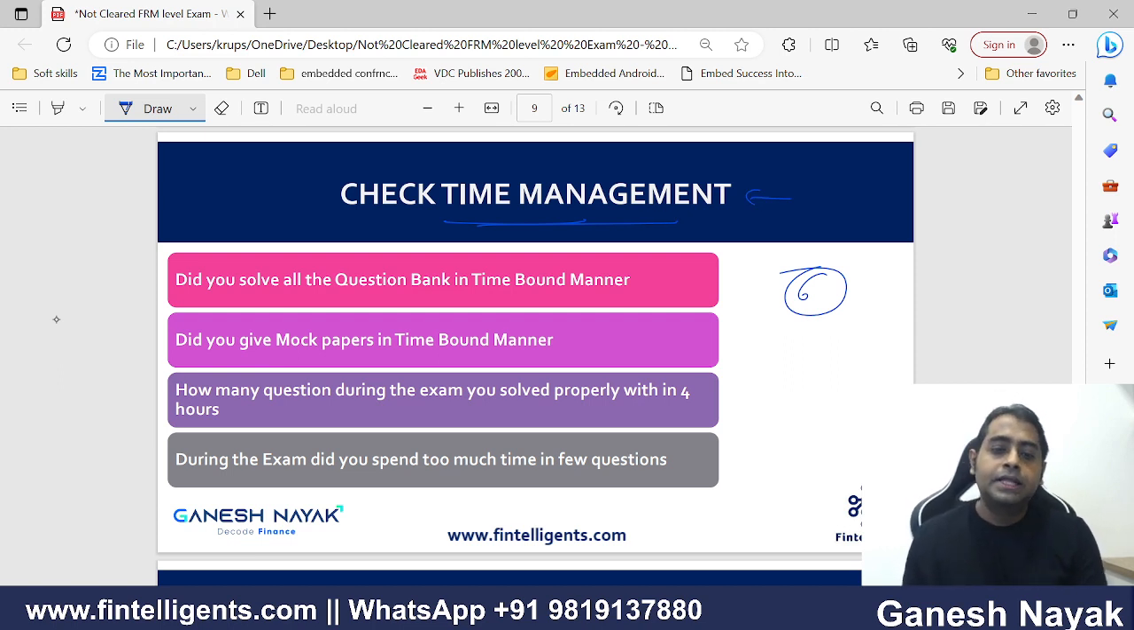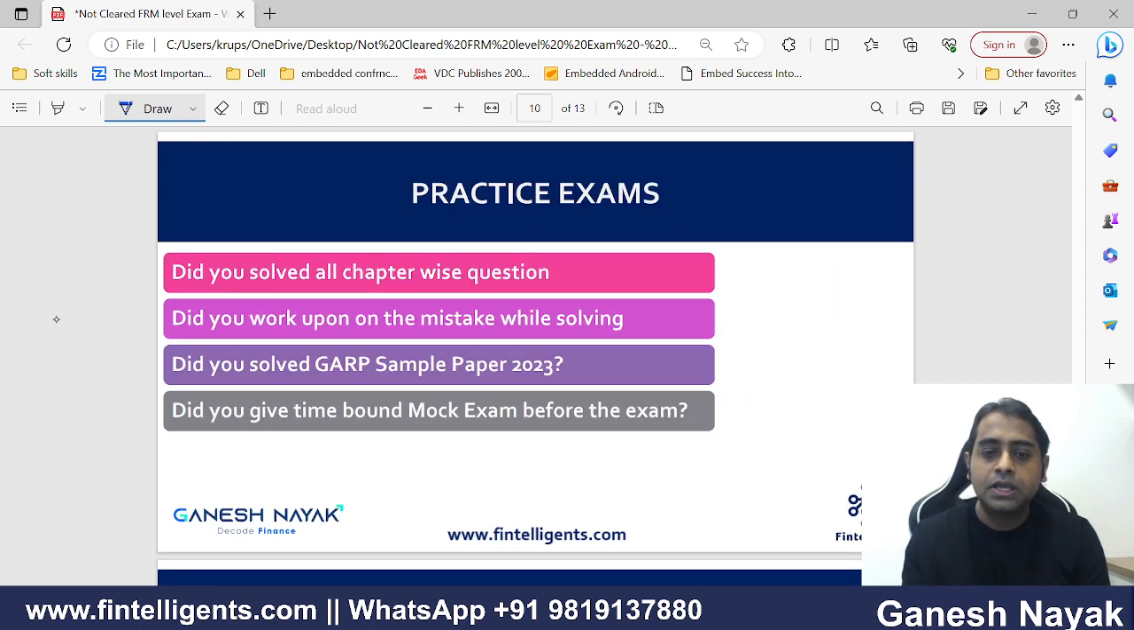Because during the solving of the actual exam paper, basically this is a repeat. We have already talked about time management in a section: how many questions have been completed in a span of 4 hours, and how many questions you have been able to complete in the actual exam. So we have covered this section. The next bucket is the practice questions.